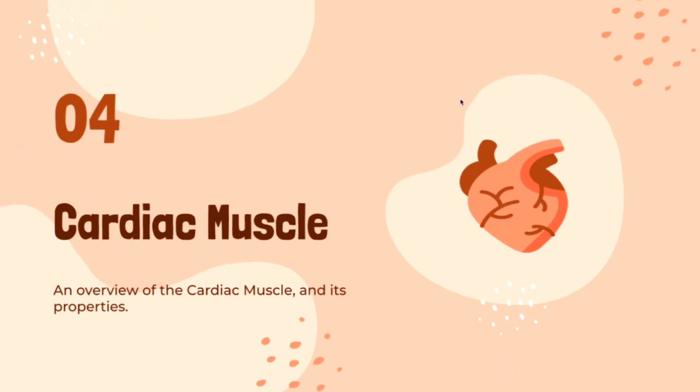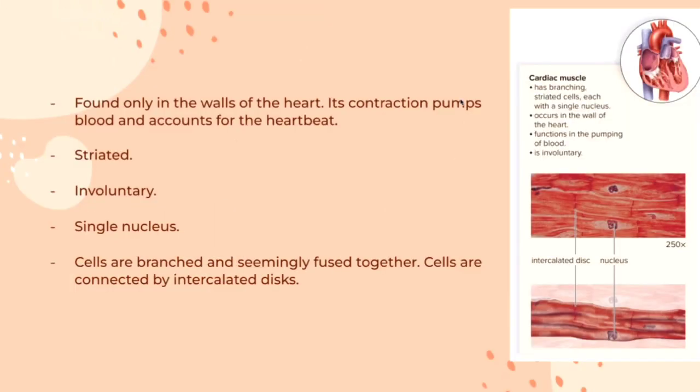Now, let's talk about the cardiac muscle. The cardiac muscle is found only in the walls of the heart. So the cardiac muscle is quite simple, in my opinion, because it's only found in the walls of the heart. Its contraction pumps blood and accounts for the heartbeat.